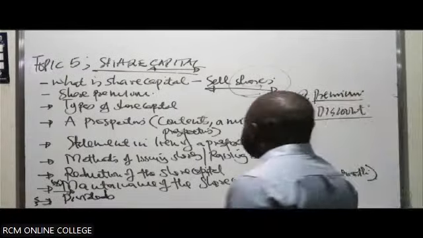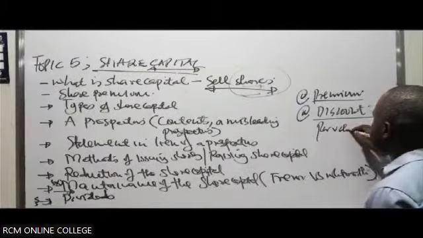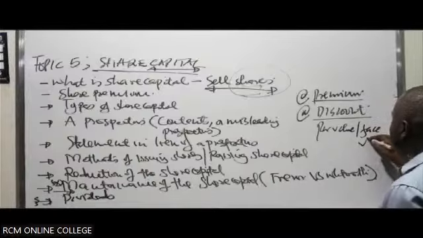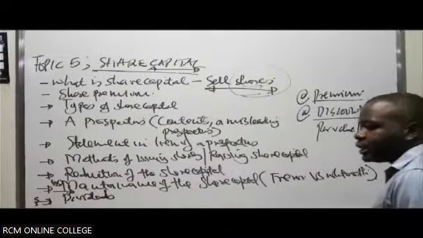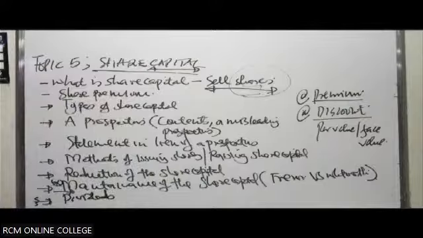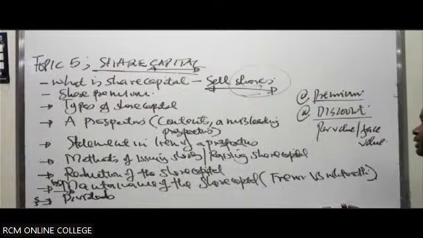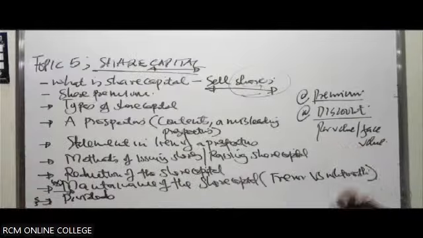So when you sell shares, there's something we call the par value, or what we call the face value. This is like the true value at which the share should actually be sold in the market. So that is the par value.